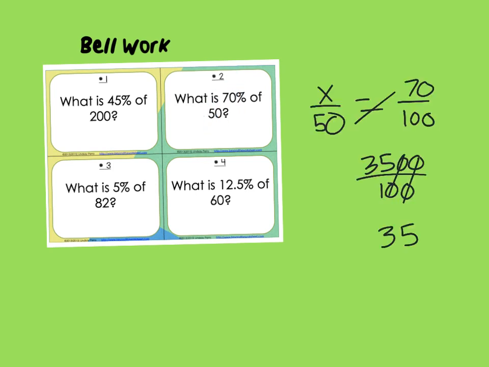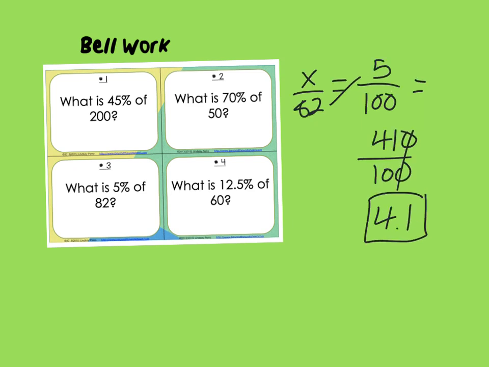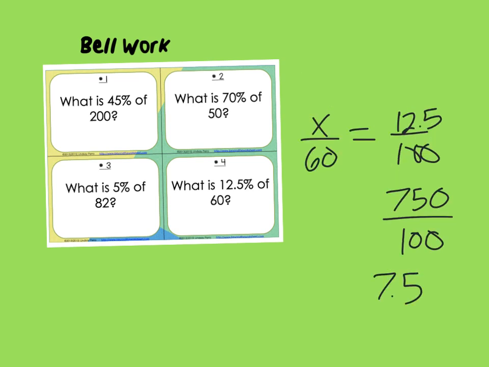All right, so you should have got 35 as your answer. Now I want you to do number 3 and number 4 on your own in your journal. When you're done, hit play again. All right, for number 3, you should have got 4.1. And for number 4, you should have got 7 5/10 or 7.5. So there's your bell work for today.